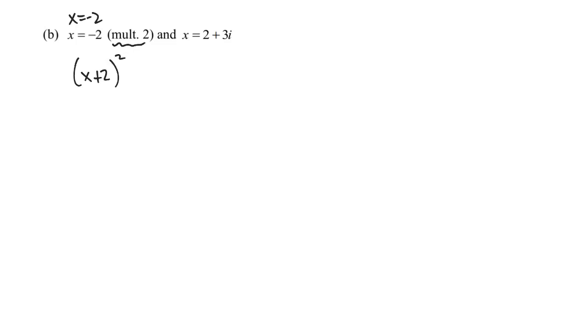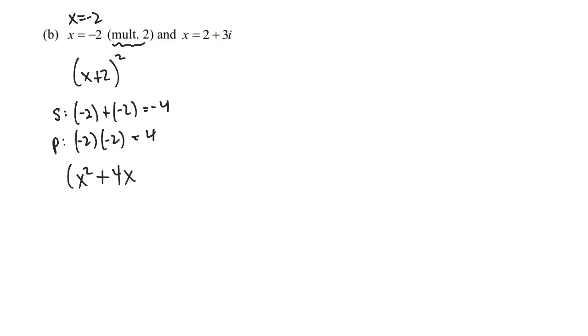So I'm going to do that here for -2 and -2. So if I add together -2 plus -2, that's going to give me -4. And if I multiply -2 times -2, that's going to give me +4. And so that means the quadratic for those 2 zeros is going to be x squared minus the sum x, which is going to end up being plus 4x, and then plus the product, which is 4.